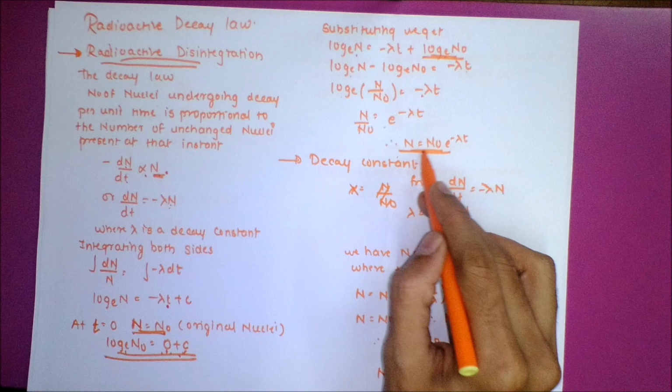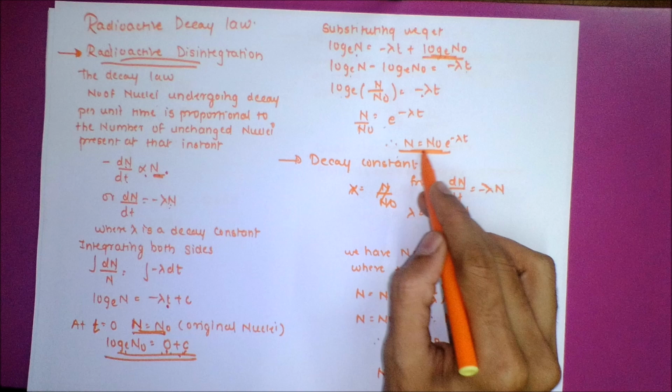The decay law says that the number of nuclei undergoing decay per unit time is proportional to the number of unchanged nuclei present in that state. So we have minus dN upon dt is directly proportional to N, where N is the number of nuclei present at that instant of time, and dN is the number of nuclei that changed with respect to time t. So dN by dt is equal to minus lambda N, where lambda is the decay constant.